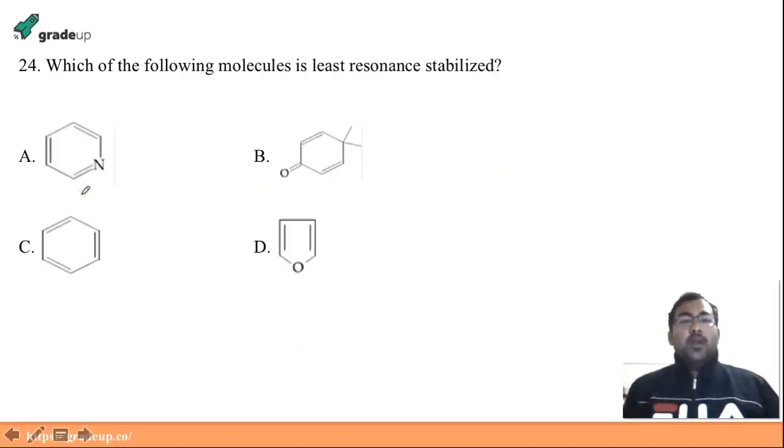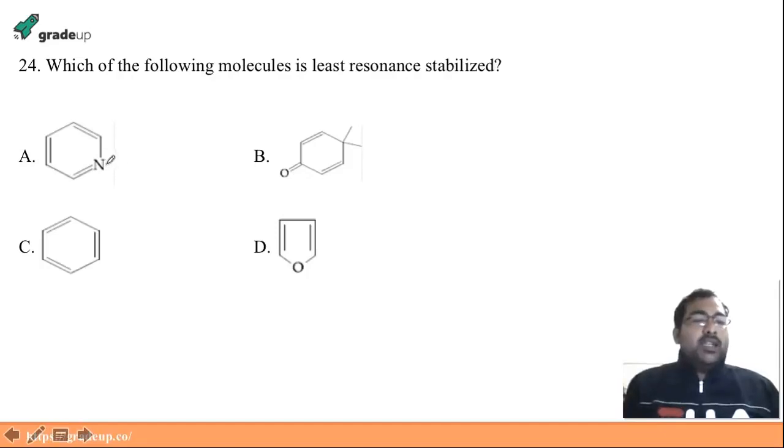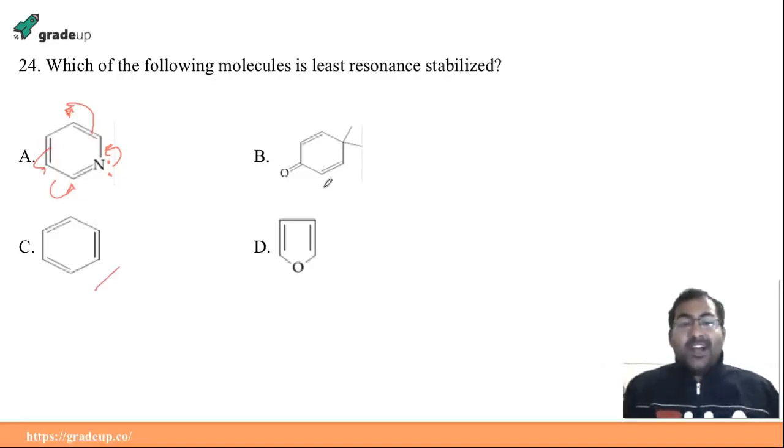Which of the following molecules is least resonance stabilized? So we have a pyridine here, we have benzene here, we have furan here. So we can just know in these kind of compounds, what you have here, the lone pair goes here, and it's just such a nice kind of aromatic compound. Benzene, you dare not to ask about it.